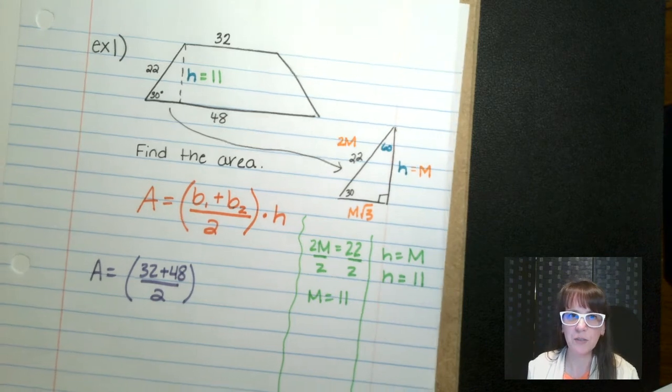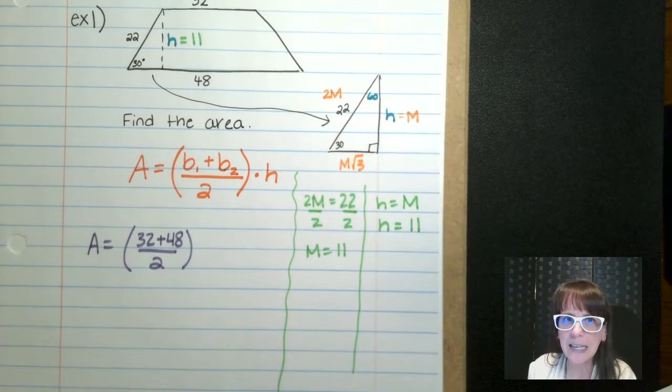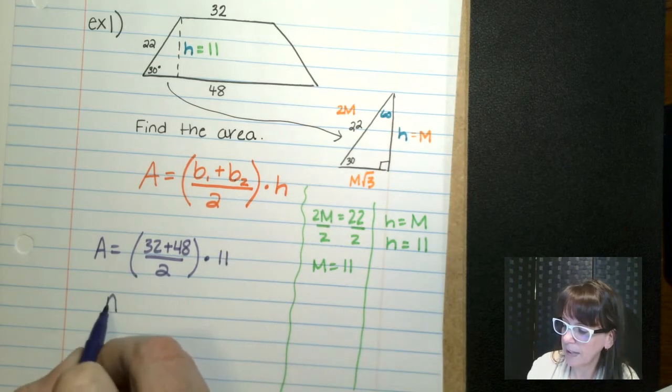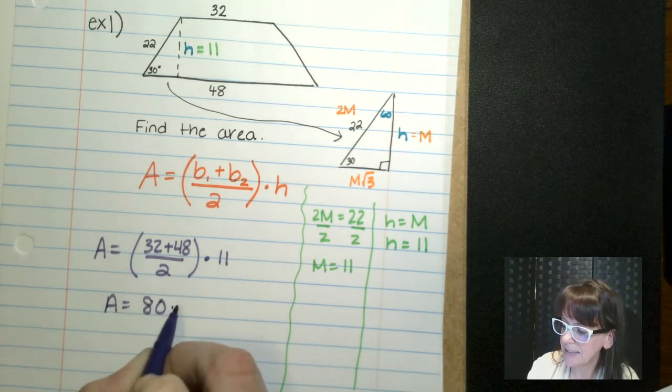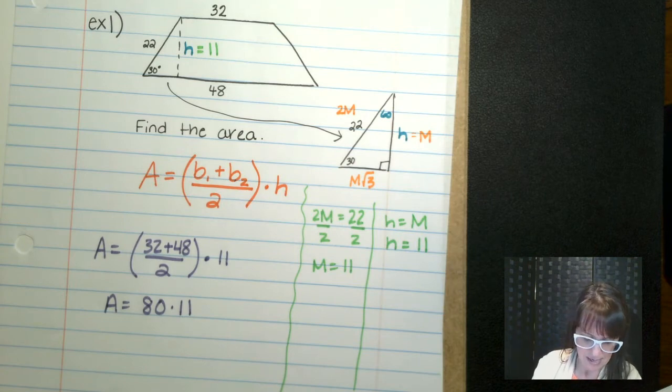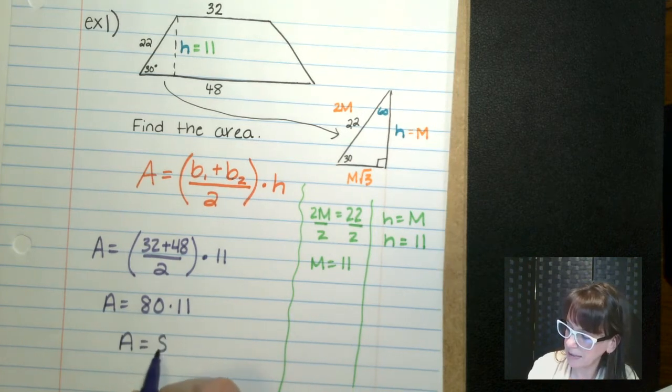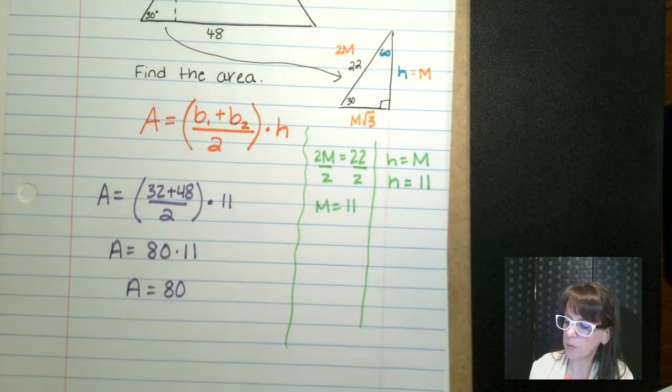I don't know why I had to use a calculator for that. And then we're going to multiply that by our height, which is 11. So our area is 80 times 11. And just so that we have this, I'm going to rewrite it like this: 80, we're trying to find the area.